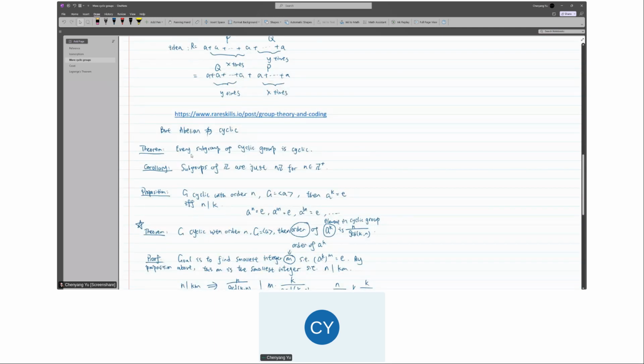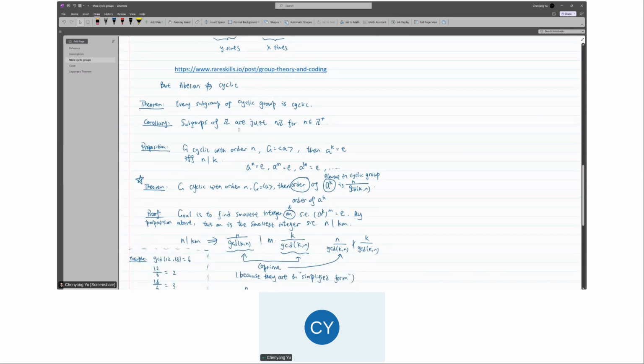Theorem: every subgroup of a cyclic group is cyclic. This one is pretty easy to remember. A corollary of that is the subgroups of Z are just nZ. So 2Z, 3Z, 4Z, and so on and so forth. Z is cyclic, and the subgroups nZ are also cyclic.